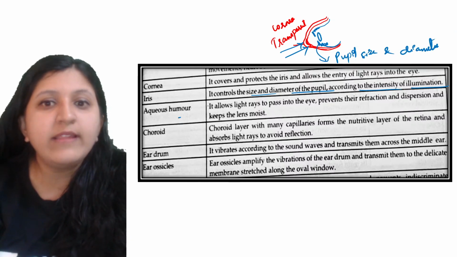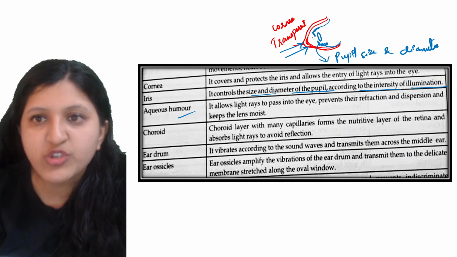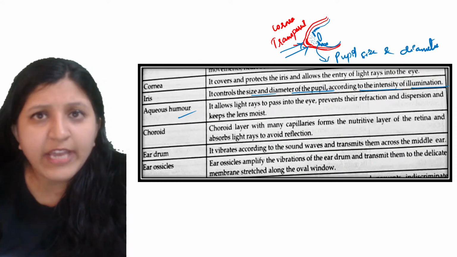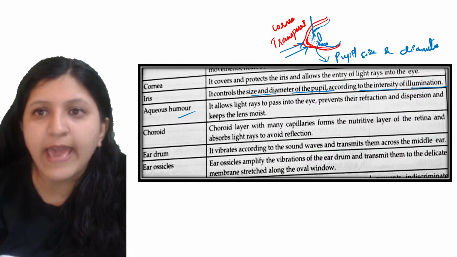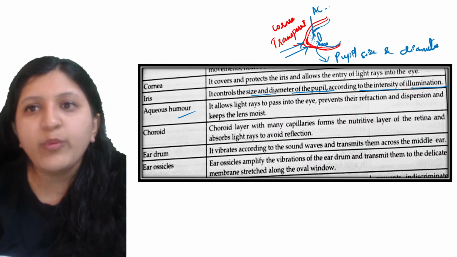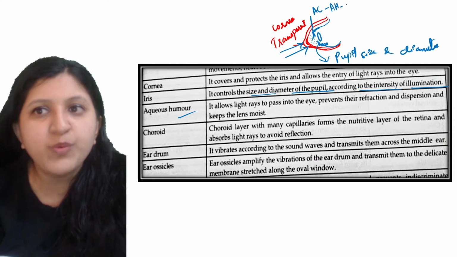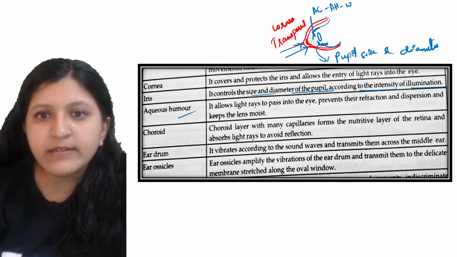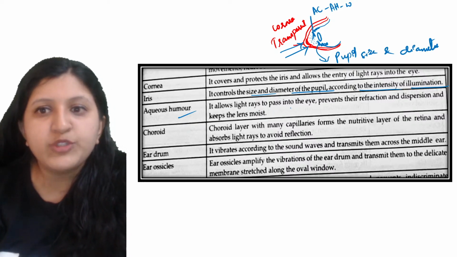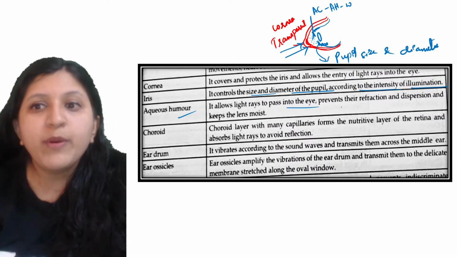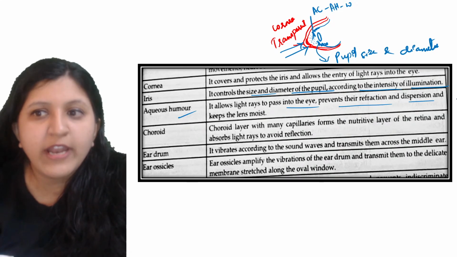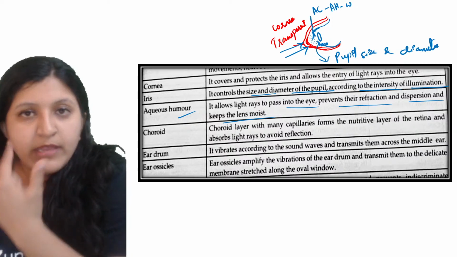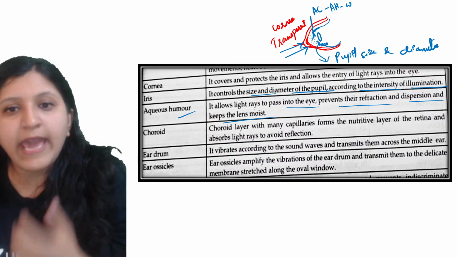Then there is aqueous humor. You can check it out here, this part. Here the aqueous humor will be there. So this is the aqueous chamber. The aqueous chamber will have aqueous humor, which is basically watery fluid. Other than that, it allows the light rays to pass into the eye, prevents their refraction and dispersion, and keeps the lens moist. So keeping the lens moist is done by the aqueous humor.